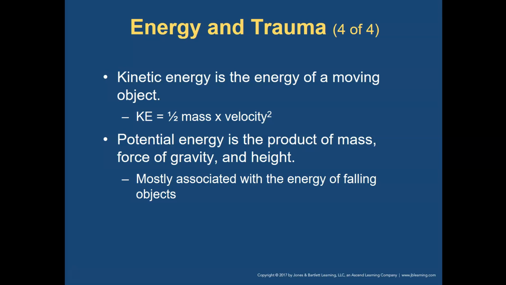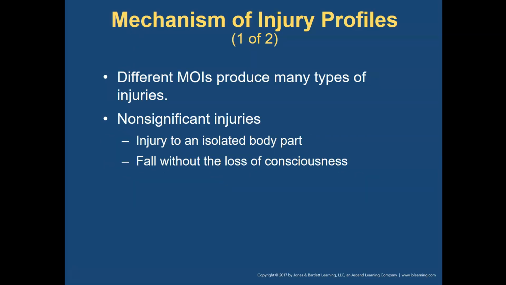So speed or velocity is obviously going to be the most important thing here. That's why a high-speed bullet, meaning a rifle, is going to do a whole lot more damage than clearly a BB gun or a smaller pistol, or really just nearly any pistol. So potential energy, we mentioned, is the product of mass or weight, the force of gravity, and the height. Now, this is mostly associated with the energy of falling objects.